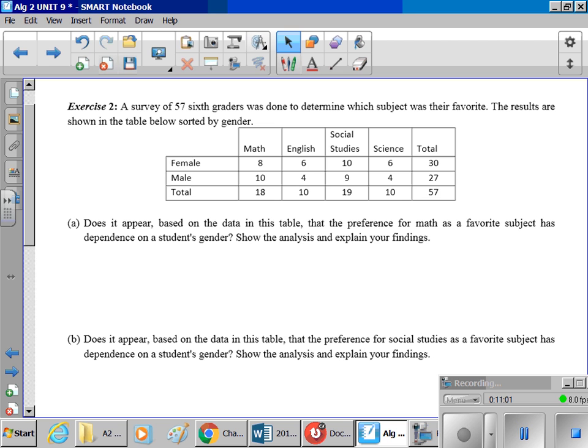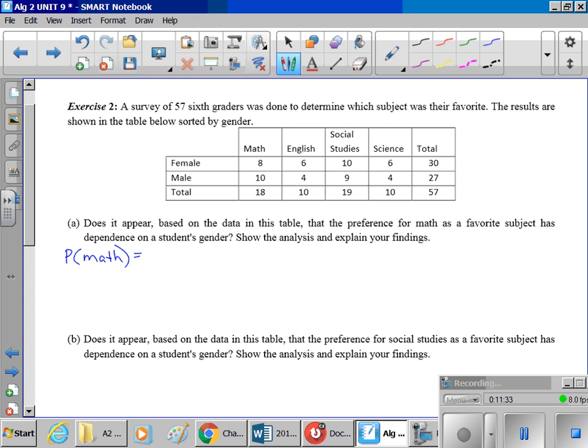Well, that's a silly question because everybody loves math the most, whether it's male or female. But then it says show the analysis and explain your findings. So this is what a statistician might do to say maybe more boys like math, maybe more girls like math, or is math just dependent on what your gender is? So the first thing we're going to determine is what is the probability of math? So the probability of a person liking math should be 100%, but it's not.